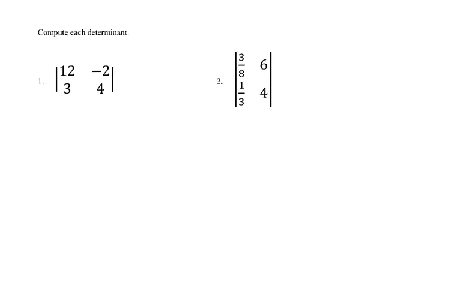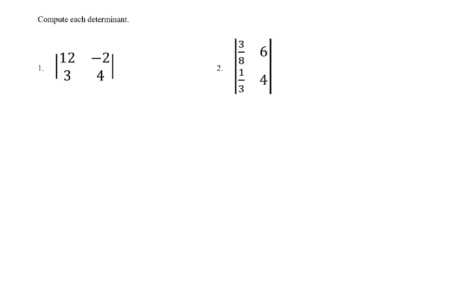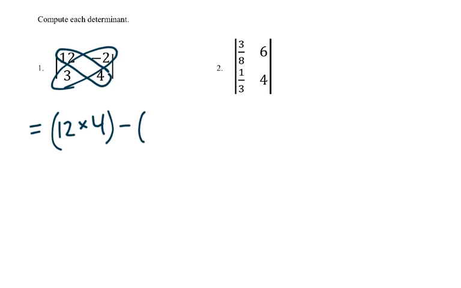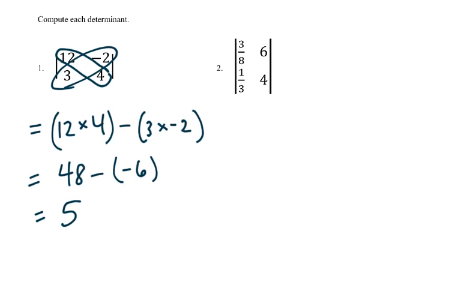Let's do a couple of examples. Here we have the matrix 12, -2, 3, 4. It's in vertical bars, so we are finding the determinant. The determinant is going to be A times D, so 12 times 4 minus 3 times -2. So we get 48 minus -6, which is equal to 54.